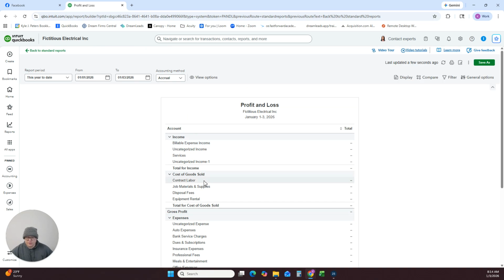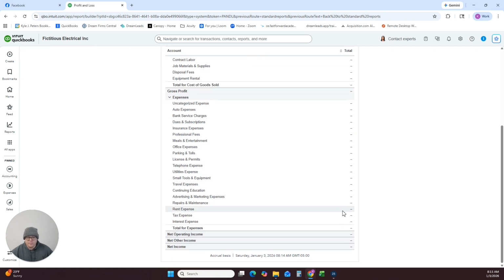You can see that these cost of goods sold accounts that we set up, contract labor, job materials, disposal fees, equipment rental, show up separately. And this will be an important number because you want to make sure that your margins are correct. A good thing about margins is they make sure that you're charging enough money, right? So if you charge $1,000 for a job, and after you pay your people to do it, you pay a dumpster or bringing stuff to the dump, and you pay for all the materials for the job, they cost you $800, your margin's 20%. That's going to be tough to make money. So it's a good thing to know what your margins are.